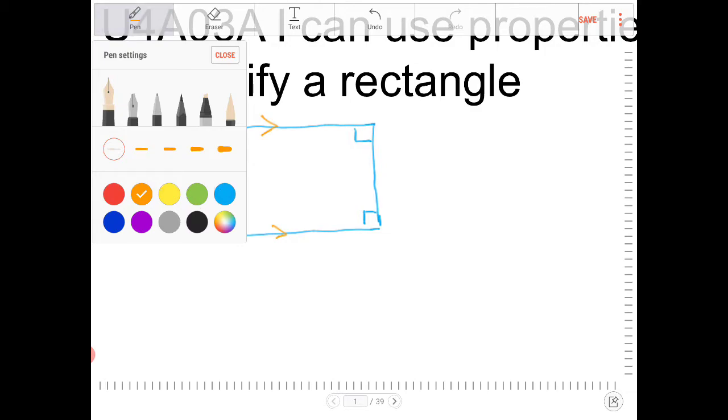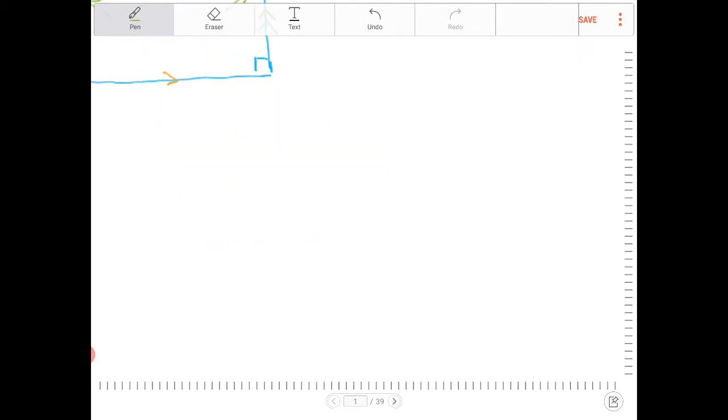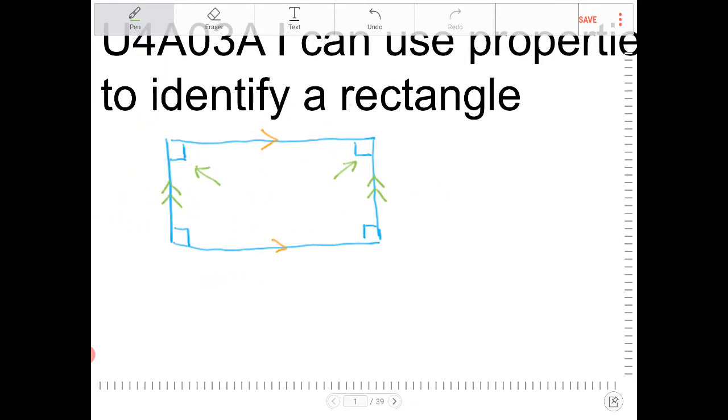Let's do it in green. So these angles over here are also supplementary. So therefore, these two sides are also going to be parallel. So inherently a rectangle is in actuality a parallelogram. It's a more specific kind of parallelogram. It's a parallelogram with at least one right angle in it.